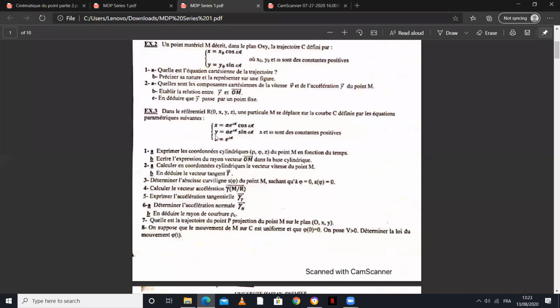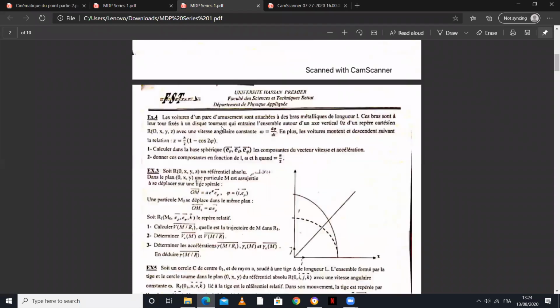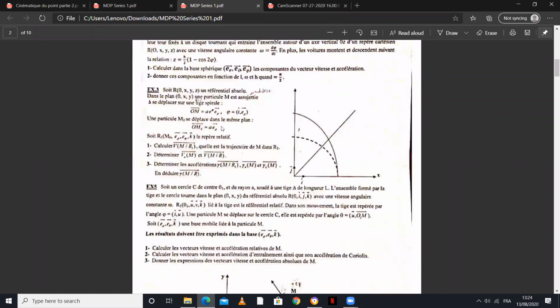Okay, if it's clear, then we have 30 minutes to go. So we'll try and go quickly over this question, but it's a bit long also. It's written exercise 3, but it's not supposed to be exercise 3.